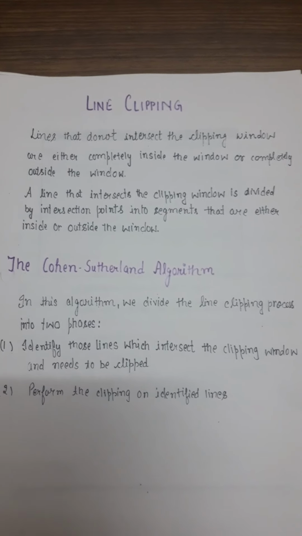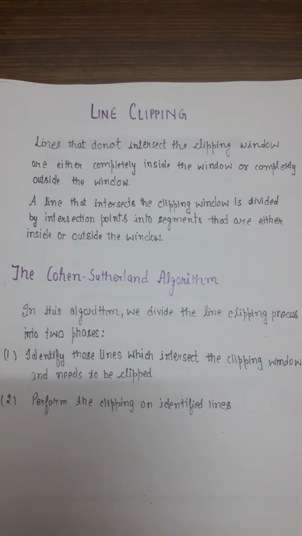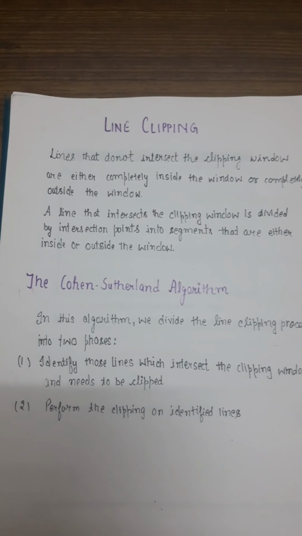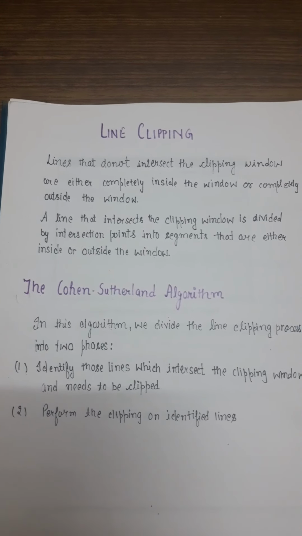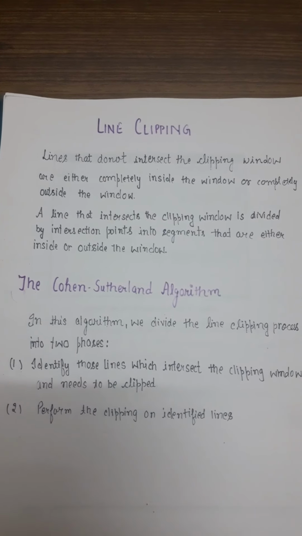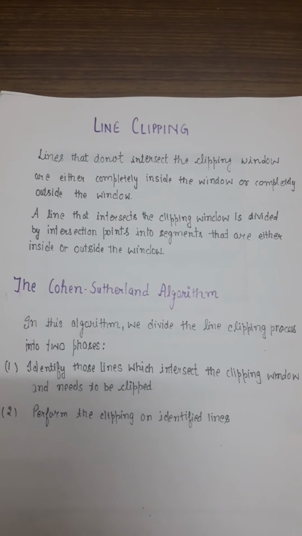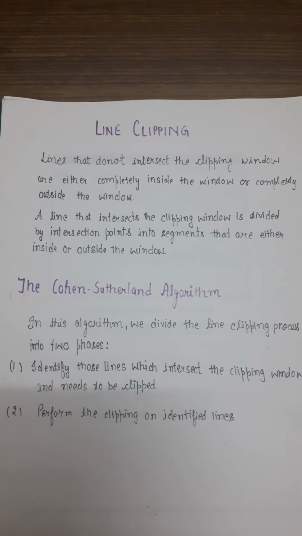Next, a line that intersects the clipping window is divided by intersection points into two segments that are either inside or outside the window. The segment that is totally inside the window will be considered visible, and the segment that is totally outside the window will be left out, right? The Cohen-Sutherland algorithm is used to perform line clipping.